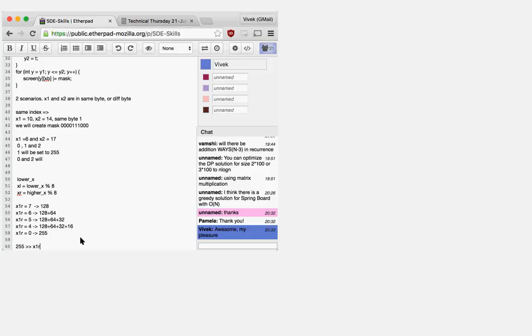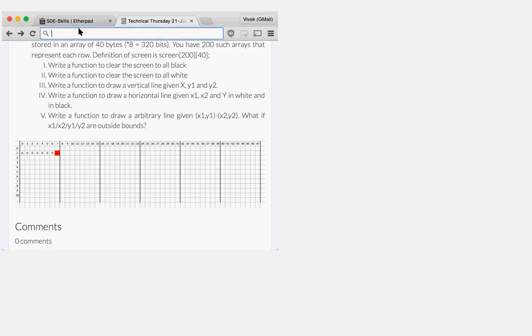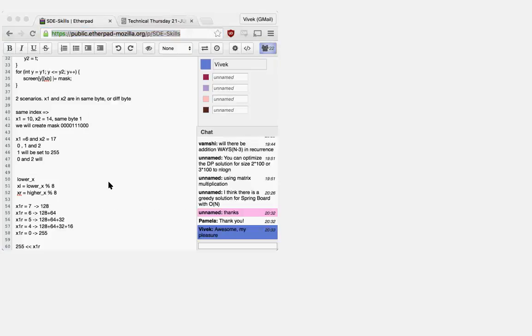So we have the remainder. From the remainder, say the remainder is 5. From 5 to 7, we add the values 2 to the power 5, 2 to the power 6, and 2 to the power 7, and we will get the mask for that particular bit. That is for x1. And for x2 similarly, we will find the mask, and in between x1 and x2, the whole byte has to be flipped. Those you assign with 255.